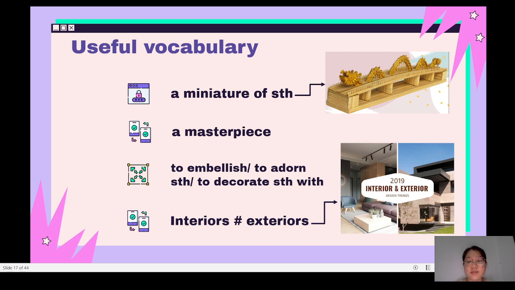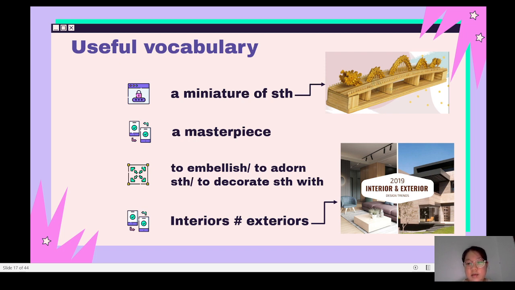A miniature of something. You can see here. It's a mini object, not a gigantic one. A masterpiece. To embellish is a synonym with to adorn something and a synonym with to decorate something. It is the description of beautifying something.